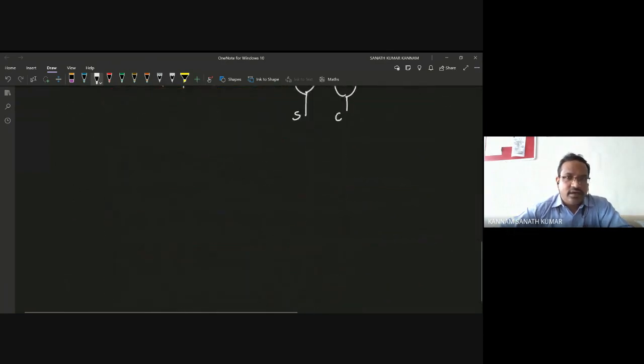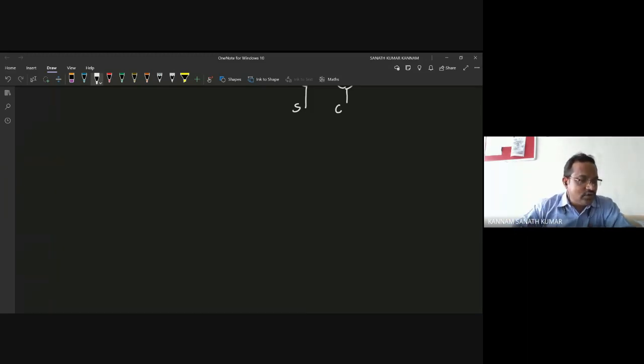Okay, next. Show how PLA can be programmed to implement. So you can note down. Next problem. Show how PLA can be programmed to implement 3-bit binary to gray code.